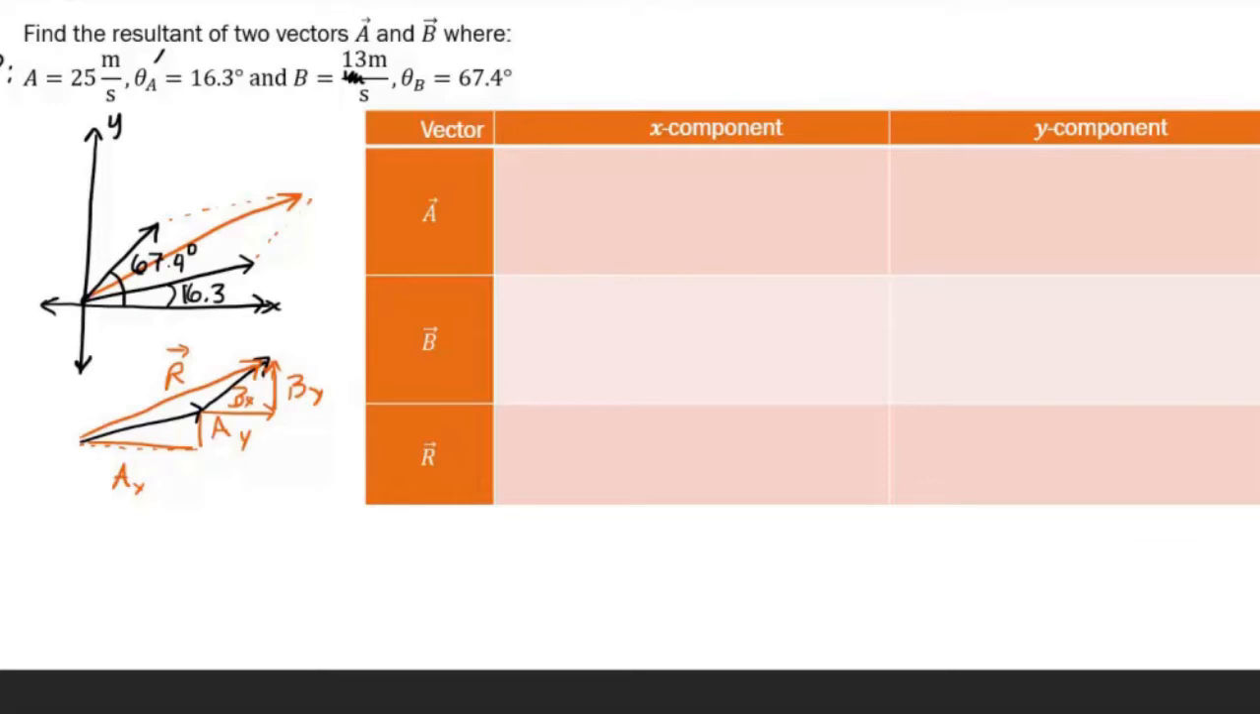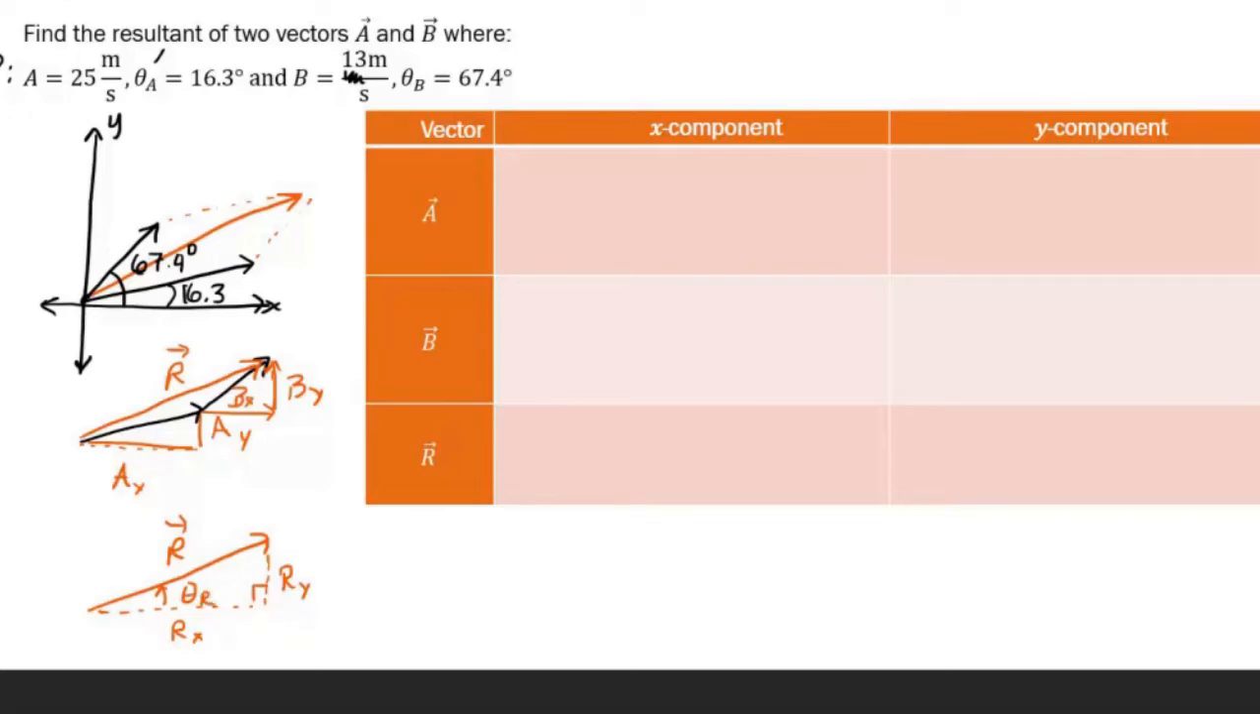We need to find the components of vectors A and B, and then we'll add up the x components of vectors A and B to get the x component of vector R. And then we'll add the y components of vectors A and B to find the y component of vector R. Once we have the components of that vector, here again is vector R, this would be the x component of vector R and the y component of vector R. We can use the Pythagorean theorem to find the magnitude of vector R, and then trigonometry to find the angle.